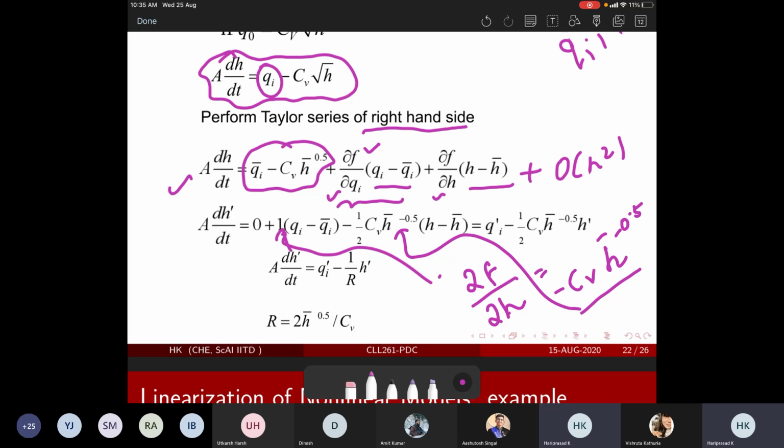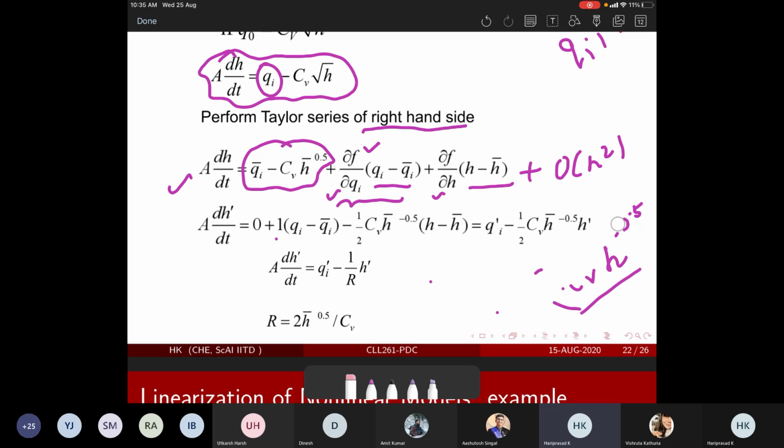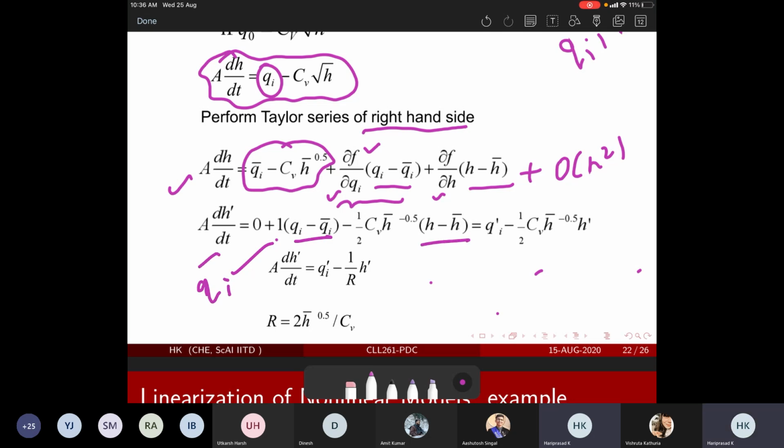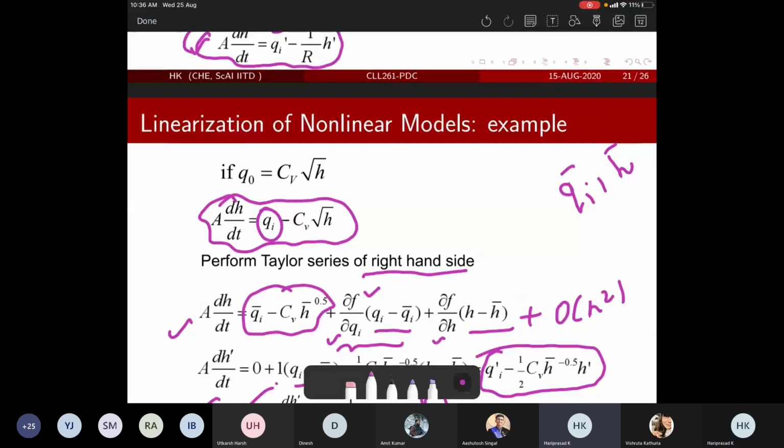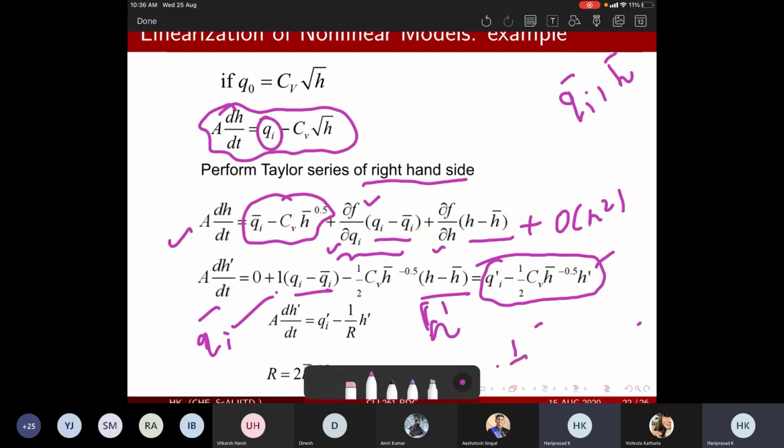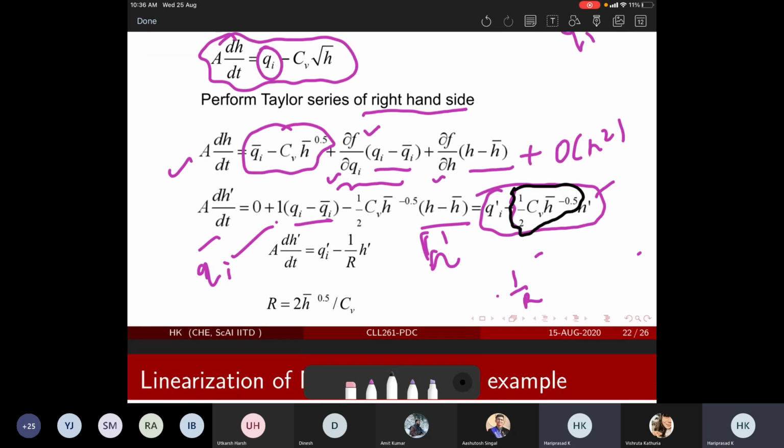So that essentially means that this is qi bar, this is h bar, half of Cv times. So this would be your simplified linearized equation. And if you compare this with your previous equation here, h prime is right here. Here is h prime, here is h prime, and this is 1 by R. So this whole term 1 by R is this much, which essentially means that R would be the inverse of that. That's what we have written over.